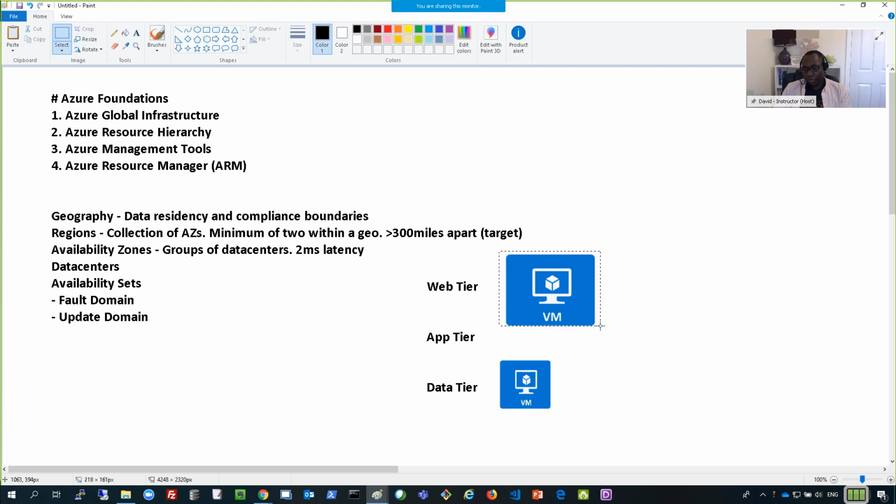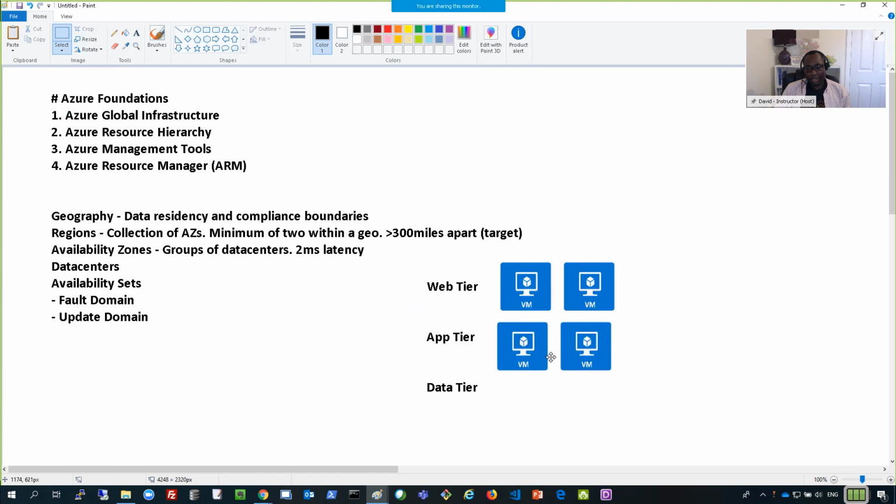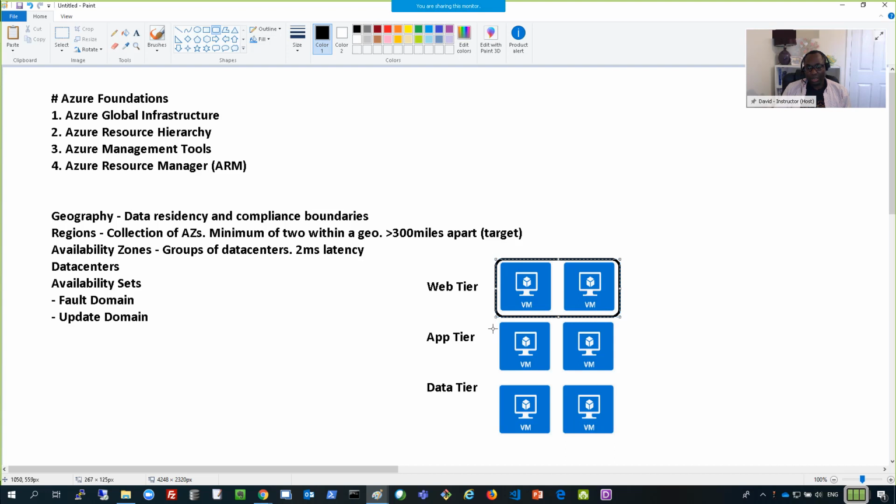Yeah, it's better. What you want to do is create separate availability sets for the different tiers. So you have your web tier in its own availability set, your application tier, your middle tier, in a separate availability set, and the same for your data tier, in a separate availability set. You don't want to group everything into one. You want separate ones for each. So that's the whole plan behind that.